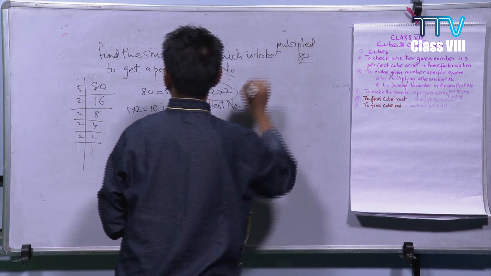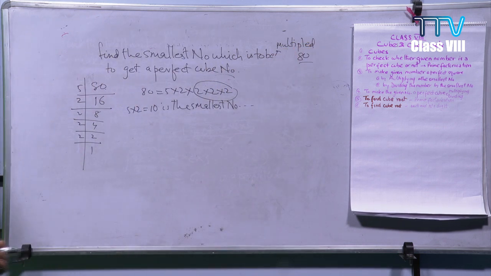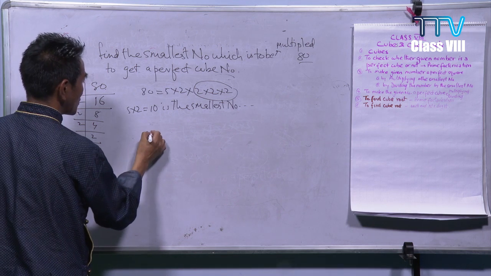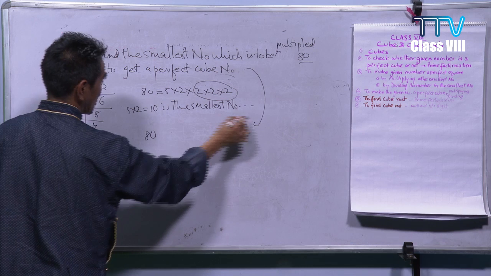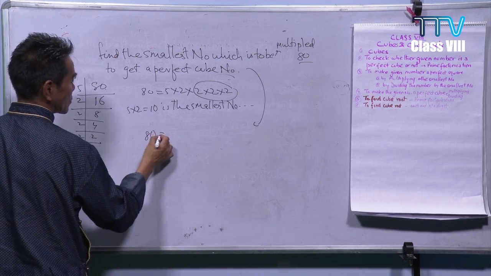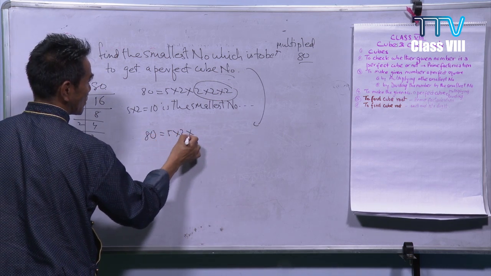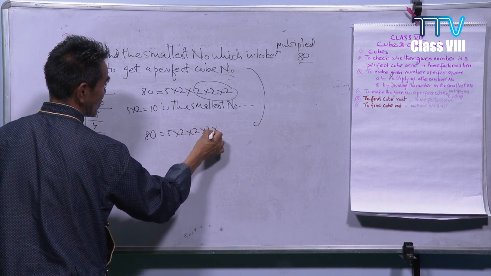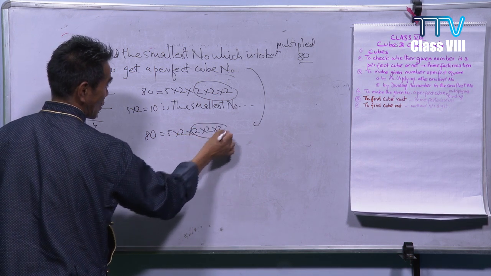Now, the number which is to be multiplied to 80 to get a perfect cube. 80 is equal to 5 multiplied by 2 multiplied by 2 multiplied by 2 multiplied by 2. Okay, keep the 2s as they are.